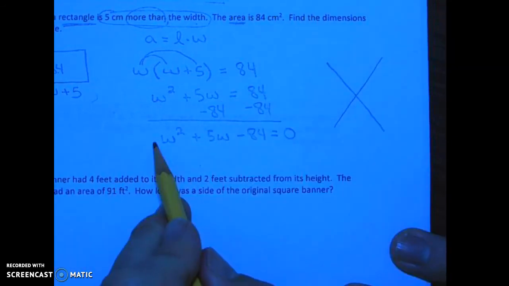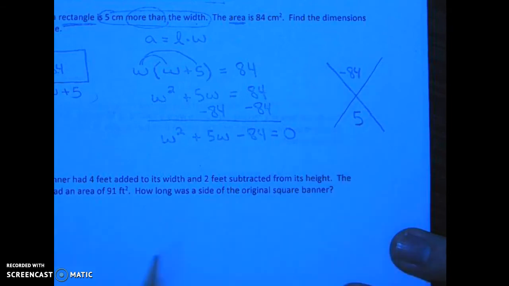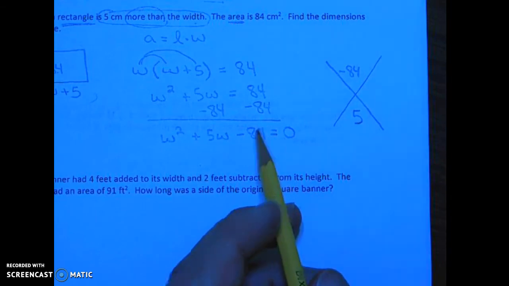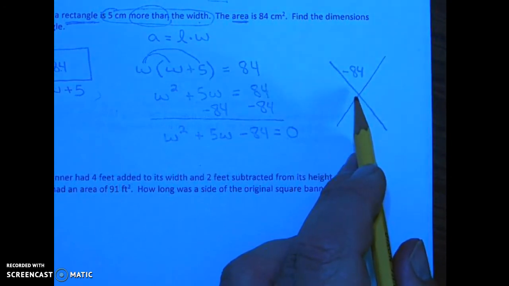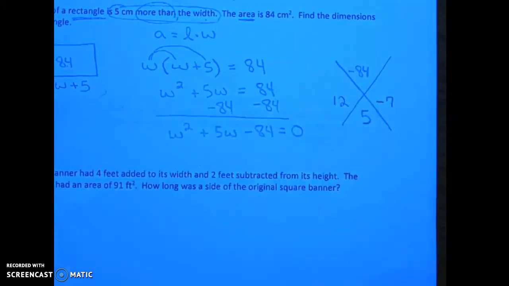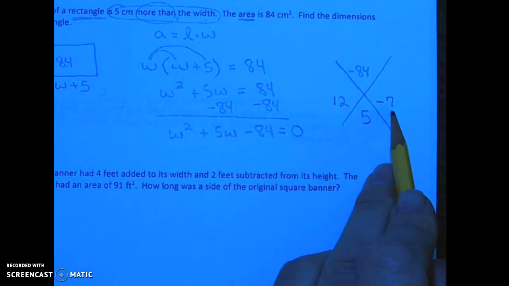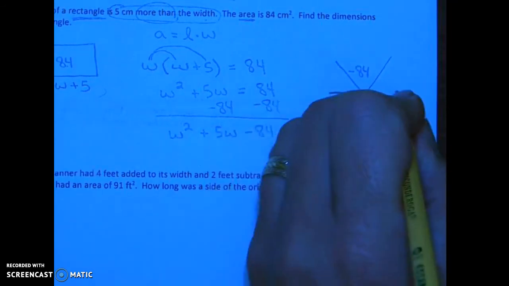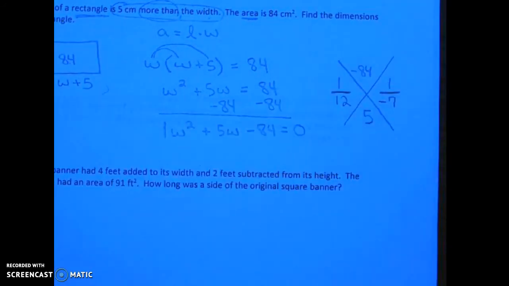So A times C, so 1 times negative 84, B value on the bottom. So I want two numbers that multiply to give me negative 84, and they have to add up to give me 5. So factors of negative 84. So I calculated all the factors of negative 84 and I came up with 12 and negative 7. They multiply to give me my top number and they add to give me my bottom number. Putting my a value on top, which in this case is 1.